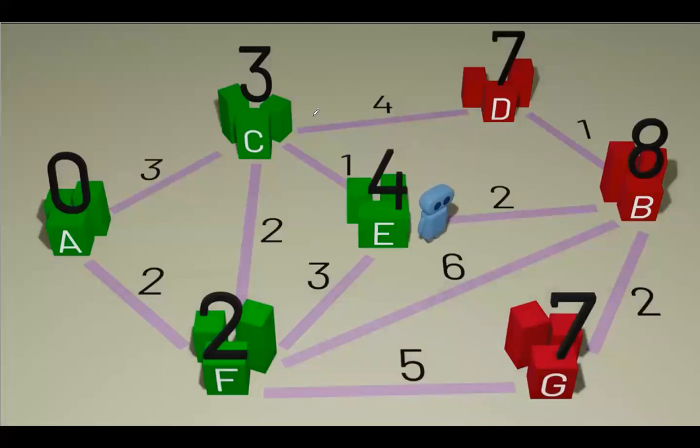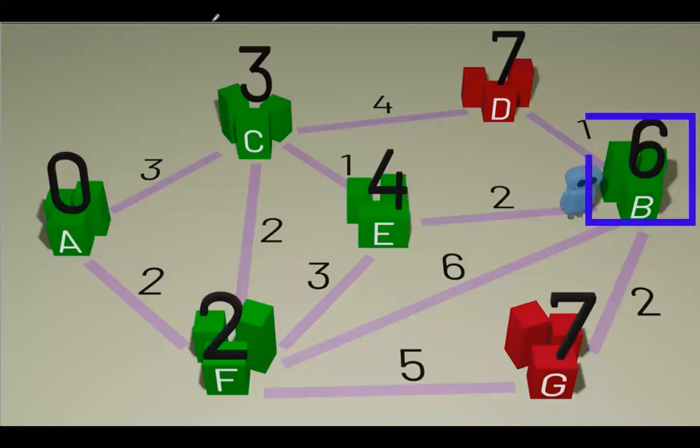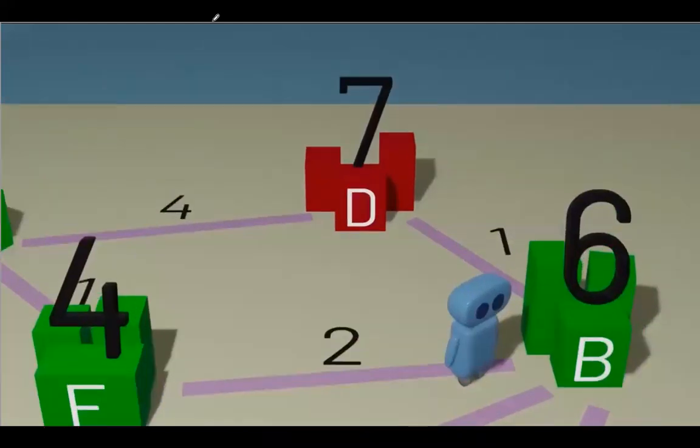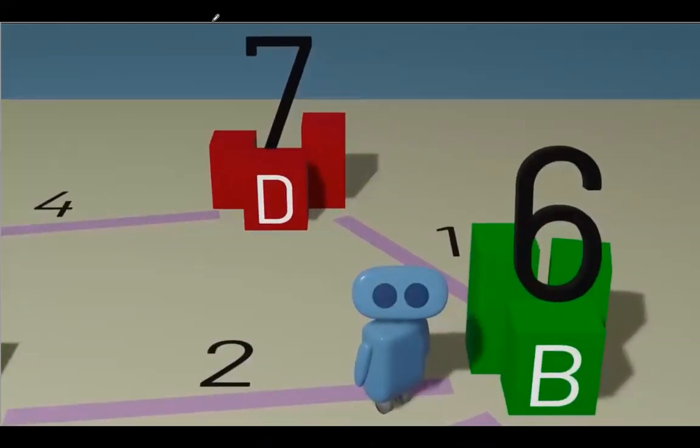And through town E, we can get to town B in just 6 minutes. 4 minutes to town E, plus 2 minutes to go from E to B. So we update our estimate for town B to be 6, which is better than the previous estimate of 8. And now, the next town to visit is town B, our destination. And that tells us that the shortest time needed to get from town A to town B is therefore 6 minutes. And that's Dijkstra's algorithm for finding the shortest path in a graph.